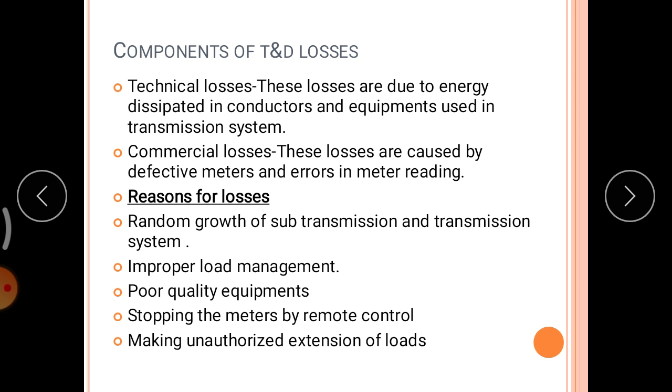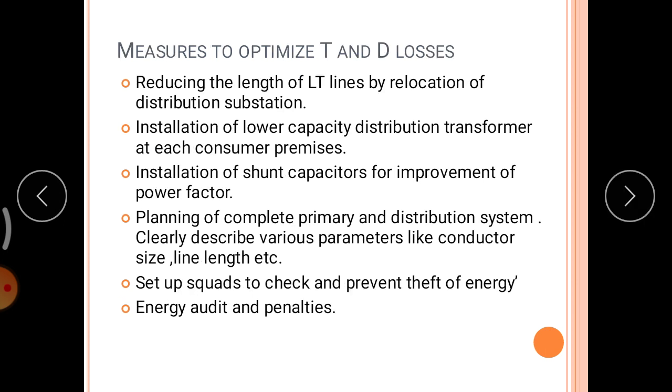Then how to minimize that, what measures we have to take for the transmission and distribution loss, we'll discuss now. One is reducing the length of the low tension lines. But how? We require electricity for all locations, and for that we need conductors. But we have to use a distribution substation for some distances. Instead of taking long-distance conductors, we use a distribution substation in the middle, so that you can reduce the length of the lines. And by relocating or adding the substation, the losses in the conductors can be reduced.